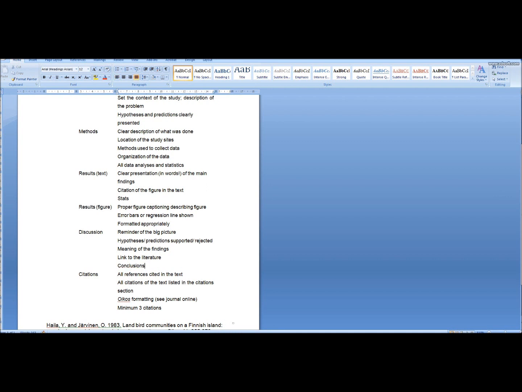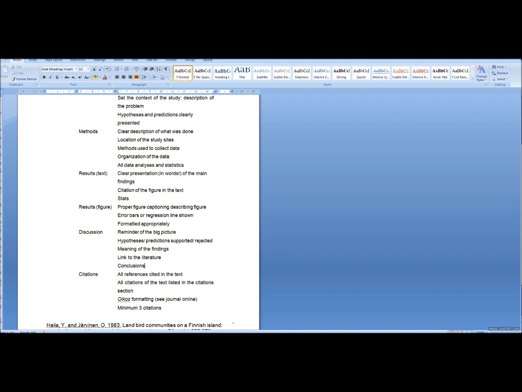Simple as that. It should be very short, but you should also provide a link to the literature. This is where you cite papers and you say this paper found similar things, or this paper found something different, or it's because of this thing is cited by this person.